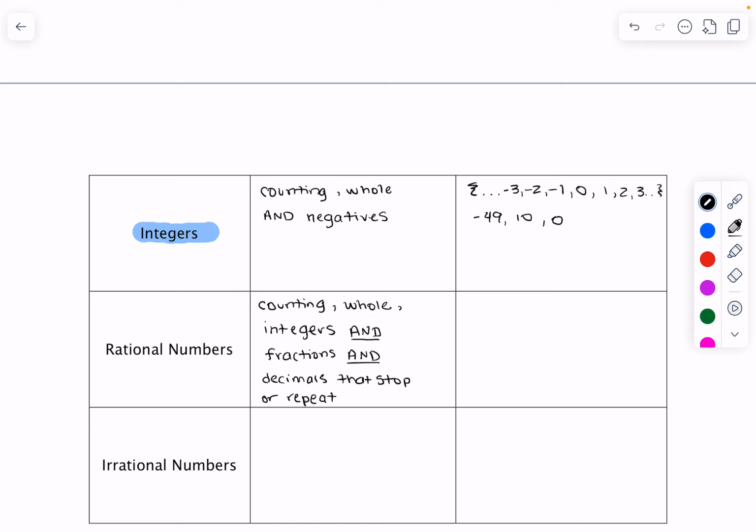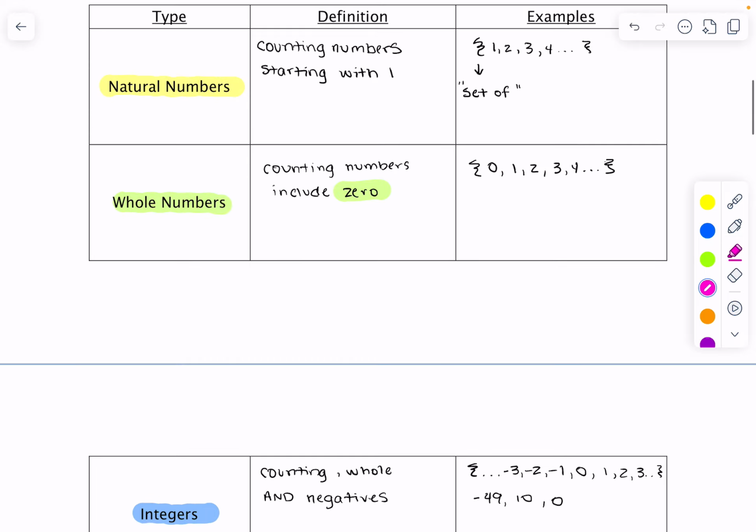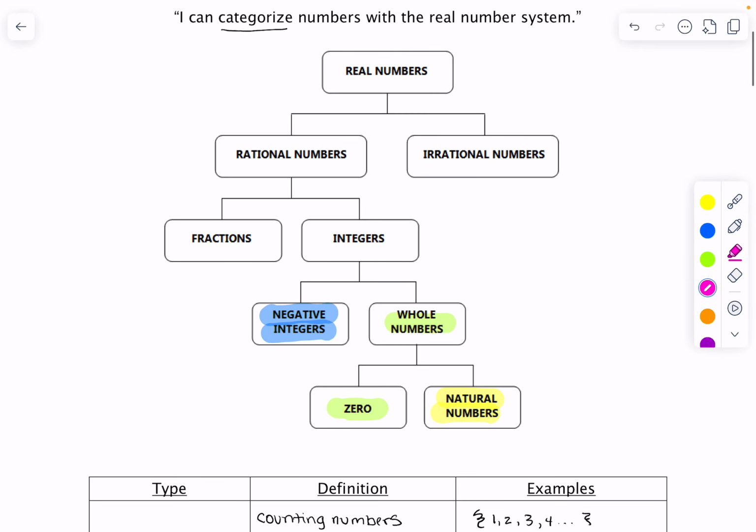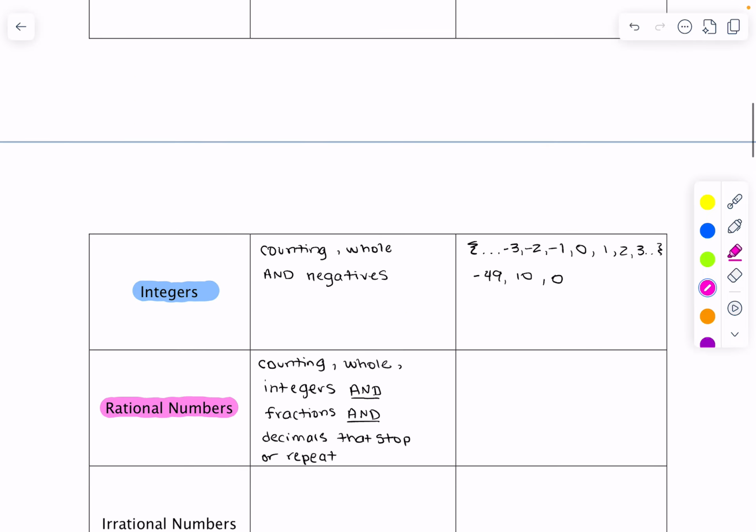Okay, so that's included here, rational numbers. And if we go up to our flow chart, notice that rational numbers include our fractions, include our integers, and they also include those decimals that stop or repeat. So what are some examples of those?